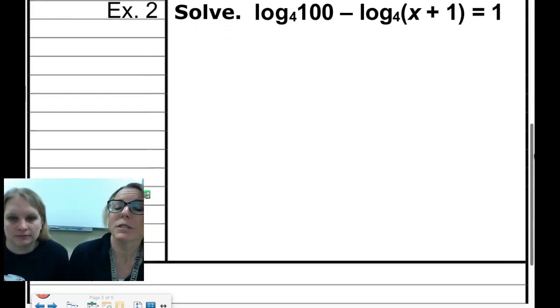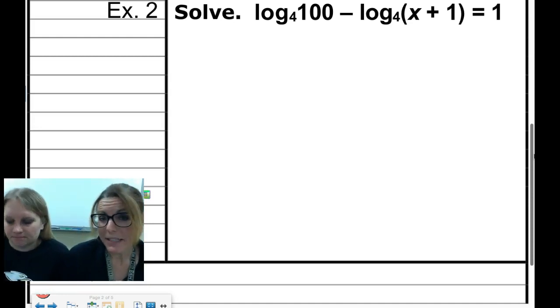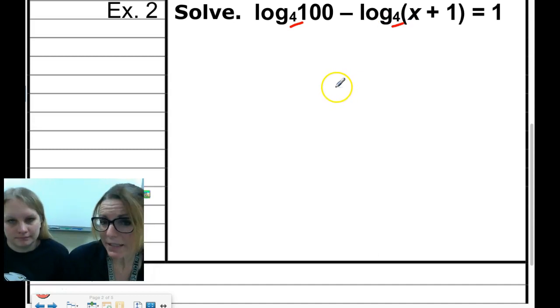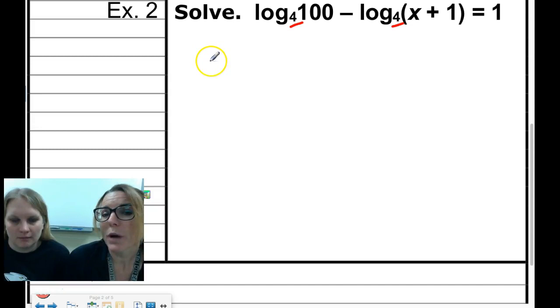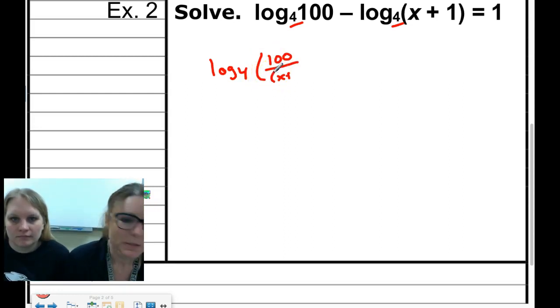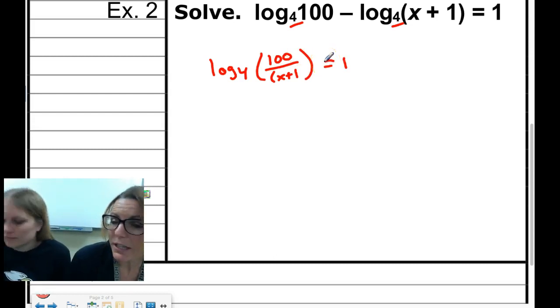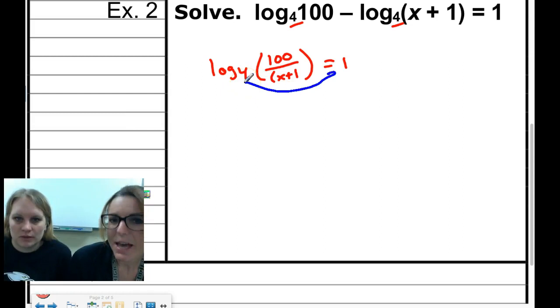The bases are the same. They both have a base of 4. And because we're subtracting, we can write it as a single log by dividing. So we're going to write log base 4, and in parentheses, you're going to write 100 over x plus 1, and set that equal to 1. We've just made a double log into a single log. So now we have 4 to the 1 equals this.